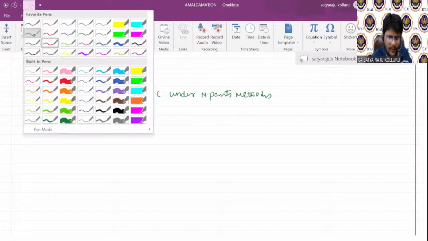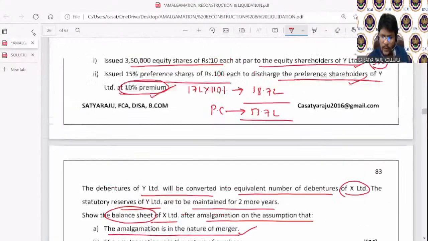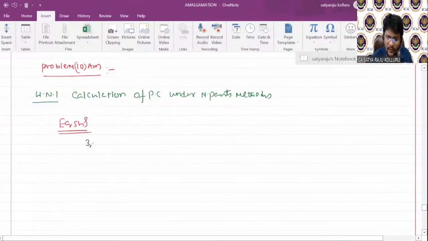So how many equity shares are we going to issue? 3,50,000 equity shares at the rate of 10 rupees each. So total 35 lakhs.